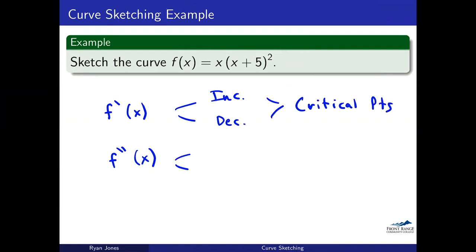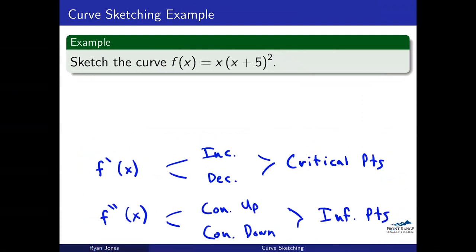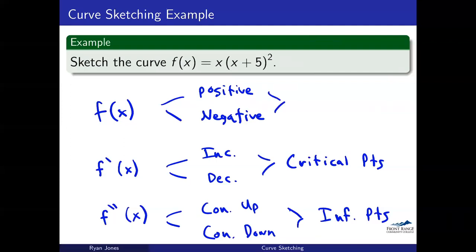And then from the second derivative here, we found concave up, concave down. We found all these regions. And then we also found inflection points. And then also, not to forget, we also found for f of x, we found positive, negative regions of that, as well as x-intercepts or zeros or roots.